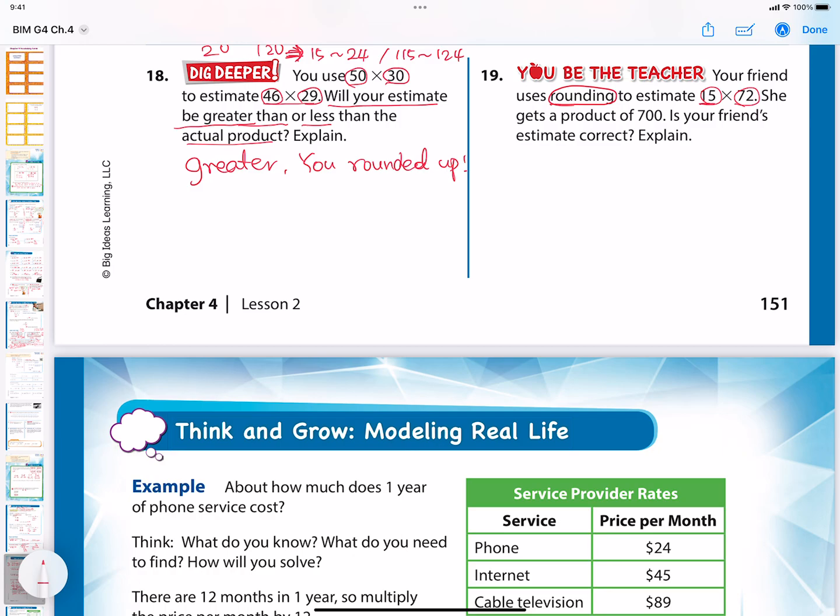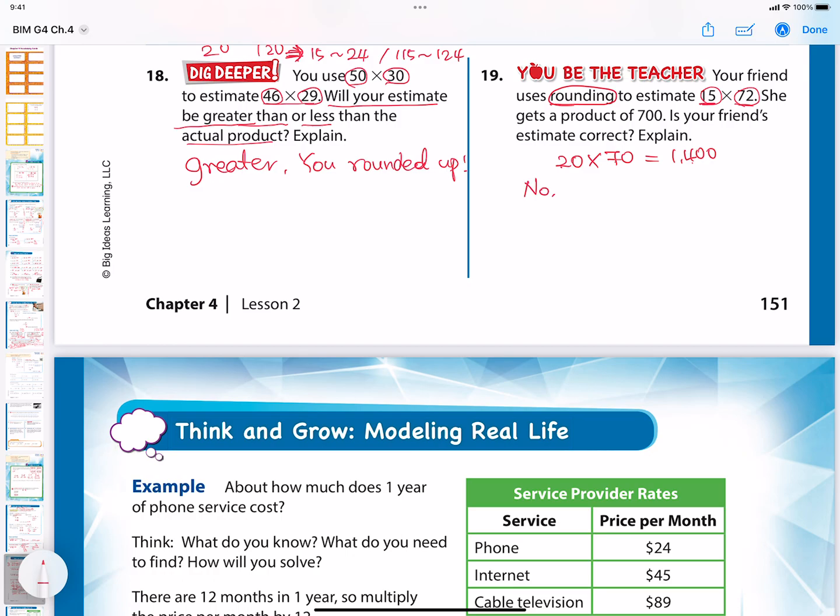Remember rounding. Your friend uses rounding to estimate. That means what? 25, is it round up or round down? Yes, it needs to be round up. And 72, round down. So 72 is what? Round up or round down? Yes, round down since 2 is less than 5, right? So it's gonna be 1,400 since 2 times 7 is 14 and you need to add 2 more zeros. So the answer is no.